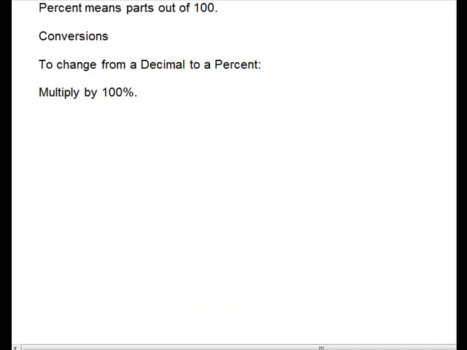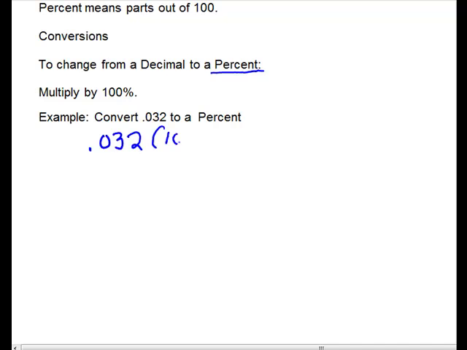Our next conversion is to change from a decimal to a percent. Anytime we're going to a percent, we can multiply by 100%, whether it is a decimal or a fraction. So for our next example, we'll convert 0.032 to a percent. So this is what we have. We want to go to percent, so we multiply by 100%.